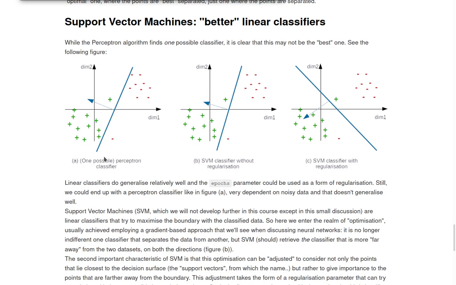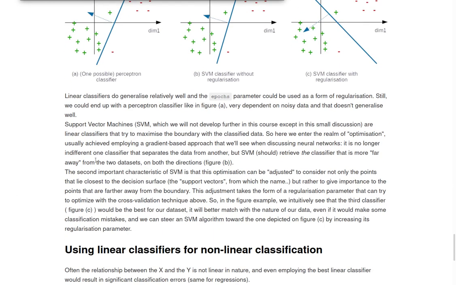If we use perceptron with this dataset, we may well end up with classifiers of this type that are very dependent on noisy data and clearly don't generalize well with the nature of the data that we have. So I introduce here support vector machines, SVM, and we will not develop SVM further in this course except in these small discussions.